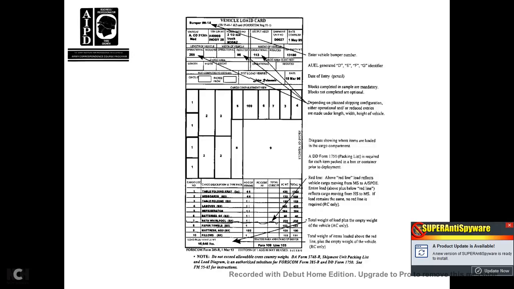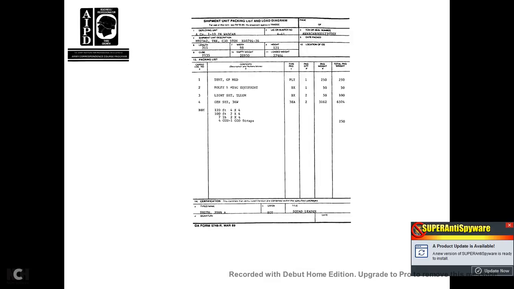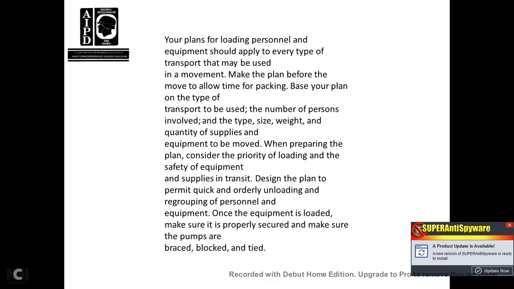This shows the vehicle loading card, fuel format. This is the shipment unit packing list and load diagram, DA Form 5745-R, March 89. Your plan for loading personnel and equipment should apply to every type of transporter that may be used in a movement. Make the plan before the move.